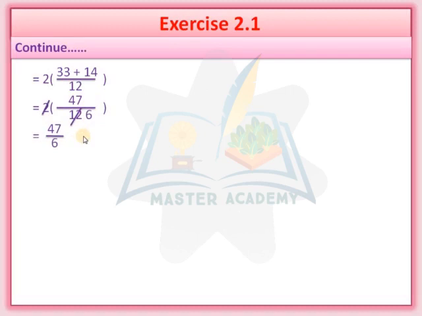Okay, now you can see 47 divided by 6. The 6 times 7 is 42. So the remaining is 5. So what is the answer? The answer is 7 integer 5 upon 6. 7 integer 5 upon 6.